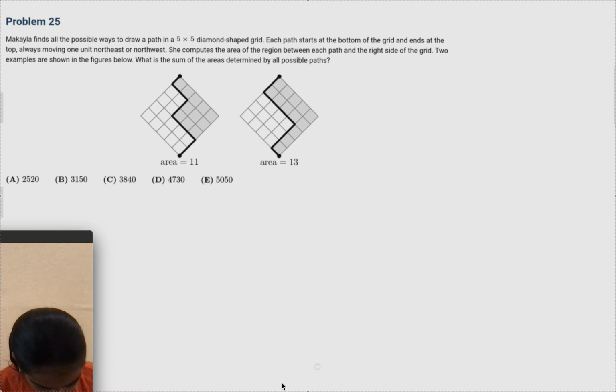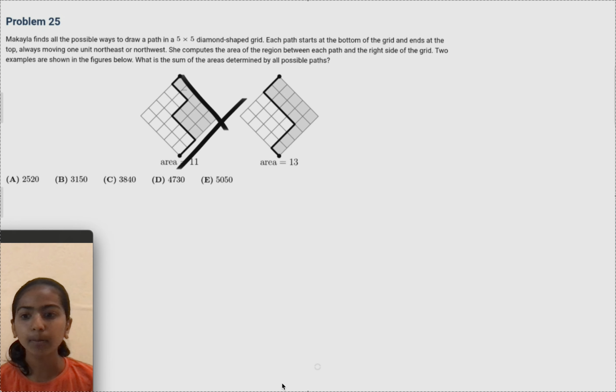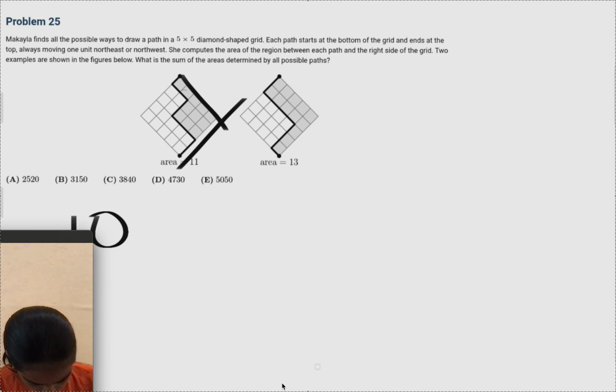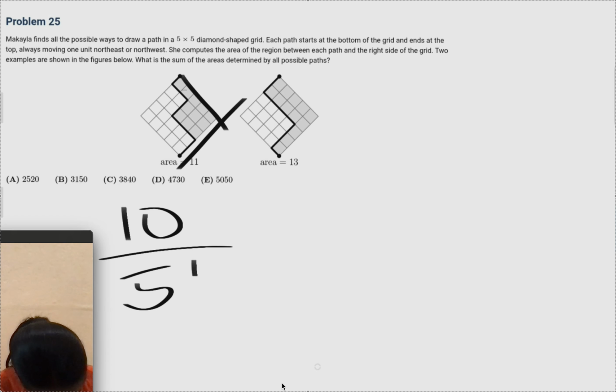So she can move 5 units northeast and then 5 units northwest. And that makes a total of 10 steps. So we can do 10 factorial C5 factorial. So that's the same thing as 10 factorial over 5 factorial times 5 factorial.